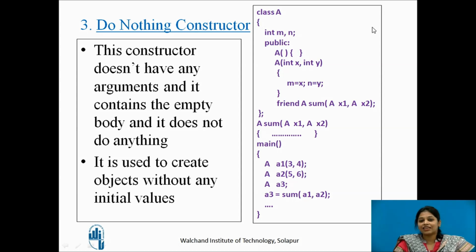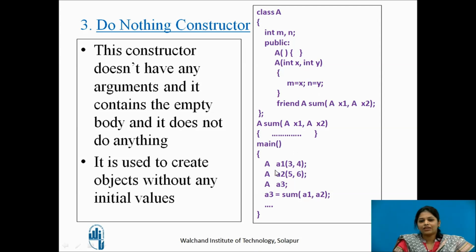Here in class A, the data members m and n are declared under the private section of the class, and under the public section there are two constructors, a do-nothing constructor and a parameterized constructor. As you can see, the do-nothing constructor has no arguments and an empty body, there is no definition. Whereas the parameterized constructor has two parameters x and y whose values are assigned to the data members m and n.